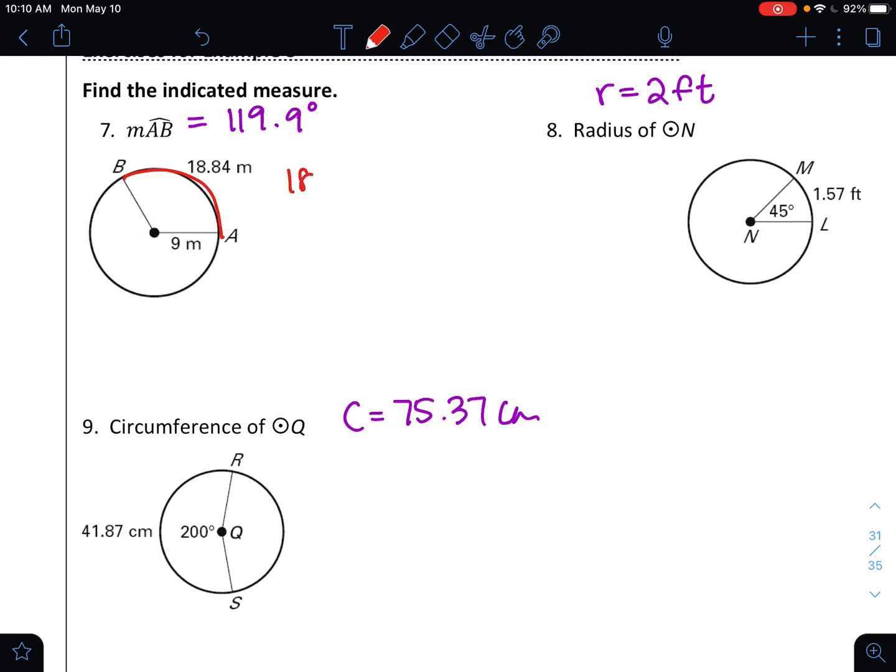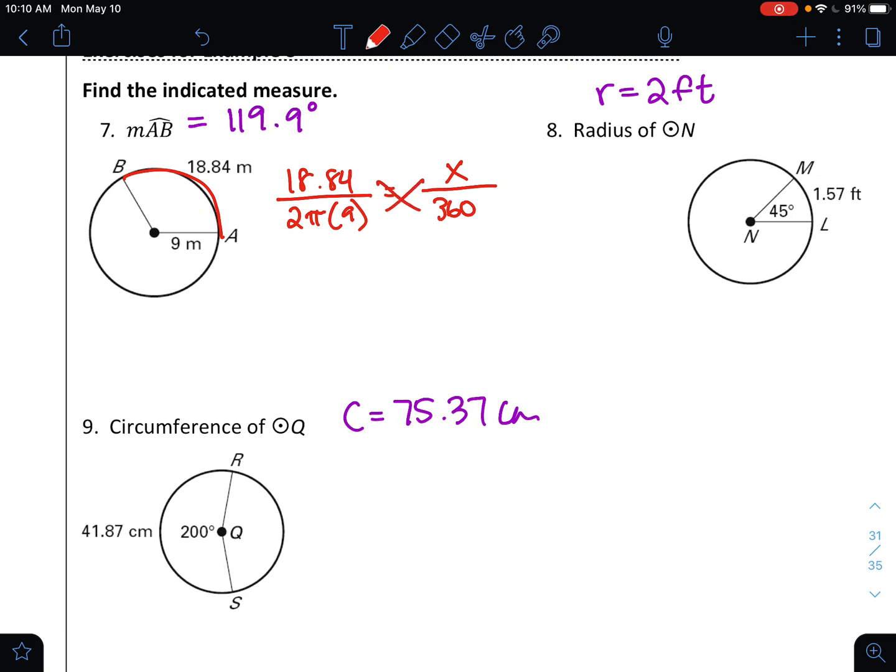Okay, I want this arc. So I'm going to have the arc length over total circumference. I don't know the circumference, so I'm going to have to calculate it. So 2 times pi times 9. Now I want a degree amount. I don't know that amount. That's your x. That's what you're trying to figure out.